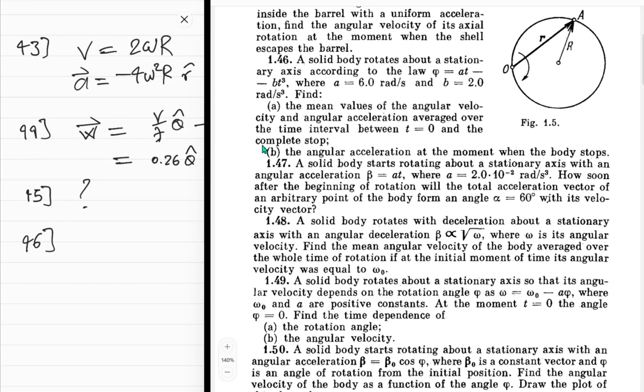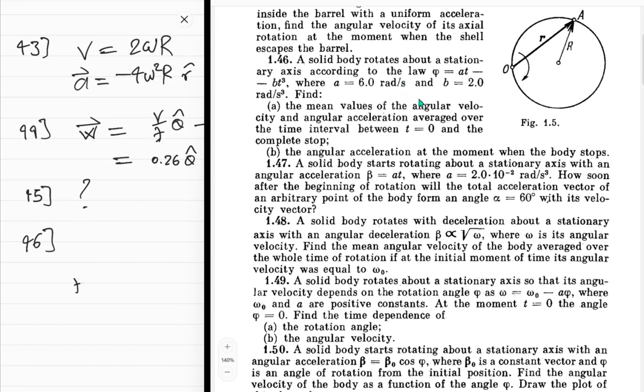So its angle changes with time. And complete stop. What do you mean complete stop? Will this actually completely stop ever? I don't think so. I mean, its angle is changing like this. Yeah, I don't think it will completely stop. What does the complete stop mean? I'm going to assume they mean the first time it stops after t equal to 0.